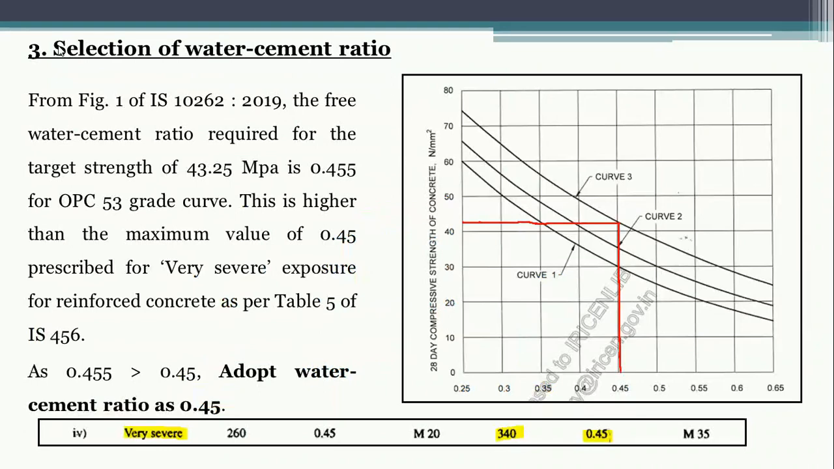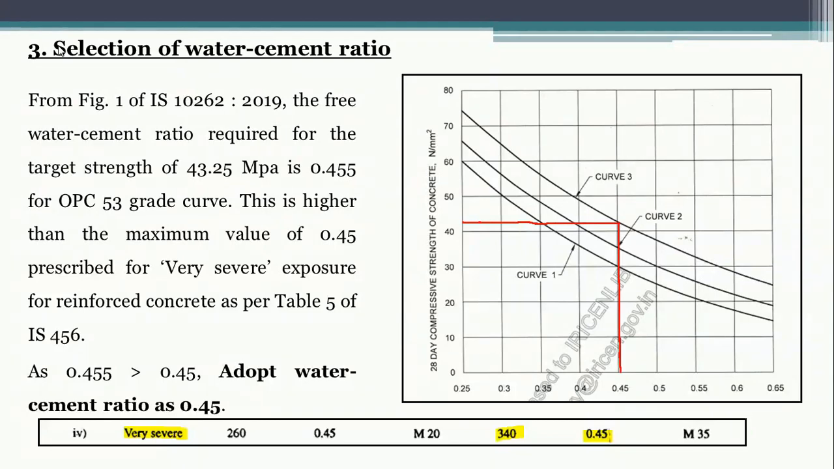Next is the selection of water cement ratio. Here, based on the target strength that we have obtained, which is 43.25, on the y-axis, 43.25, and here there are three curves. I have explained in the last two classes also. Curve 1 is for OPC 33, curve 2 is for OPC 43, and curve 3 is for OPC 53. In this problem we are using OPC 53 grade cement.